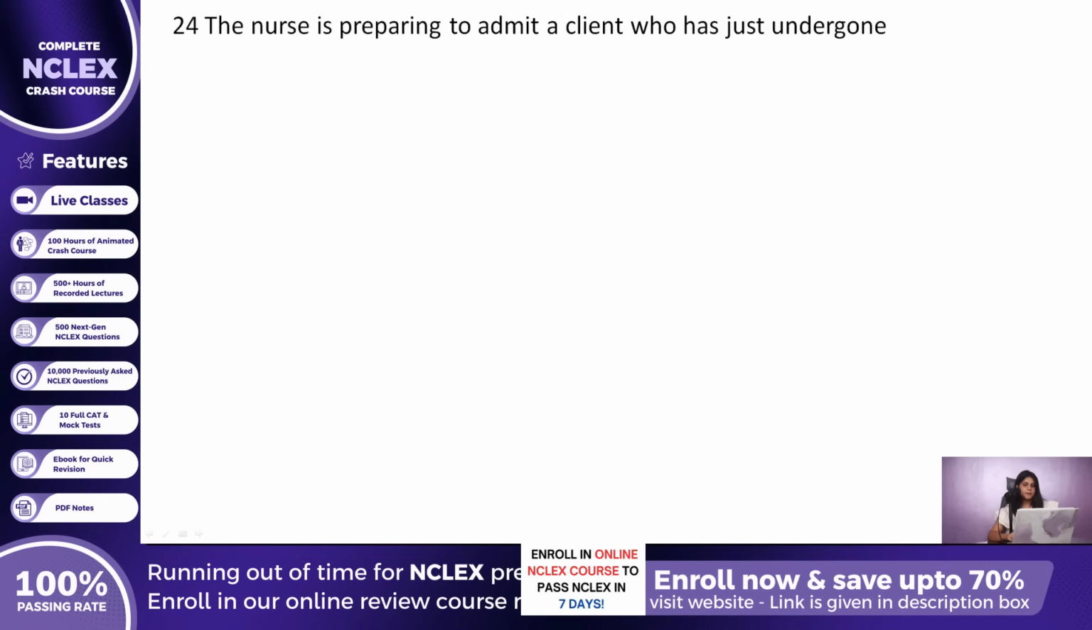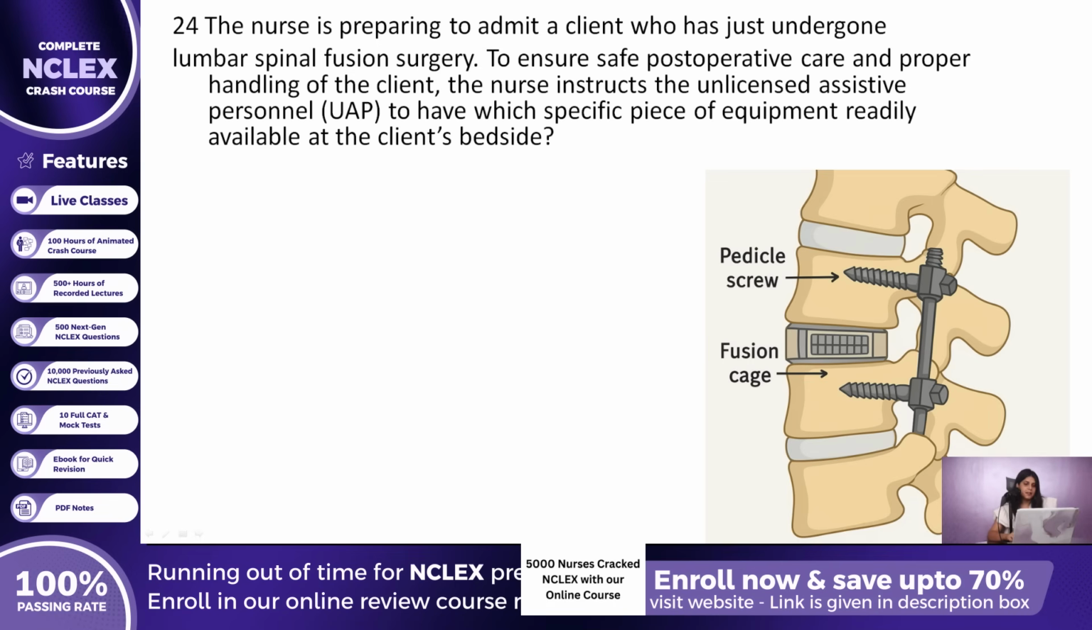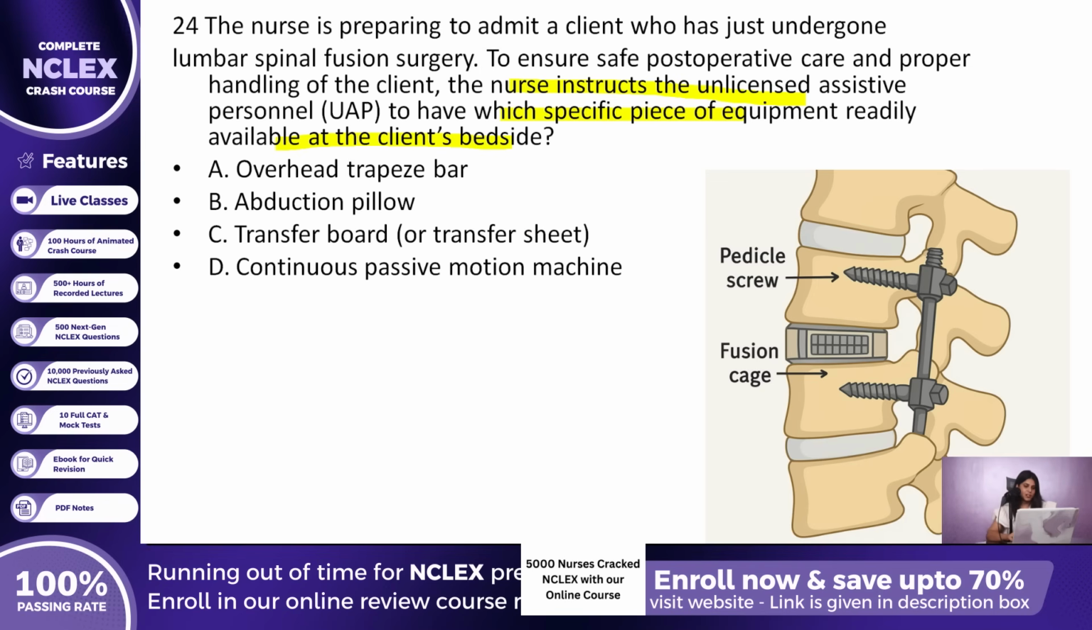24. A nurse is preparing to admit a client who has just undergone lumbar spinal fusion surgery. To ensure safe post-operative care and proper handling, the nurse instructs the unlicensed assistive personnel to have a specific piece of equipment ready at the bedside. The options are A. Overhead trapeze bar, B. Abduction pillow, C. Transfer board or transfer sheet, and D. Continuous passive motion machine.